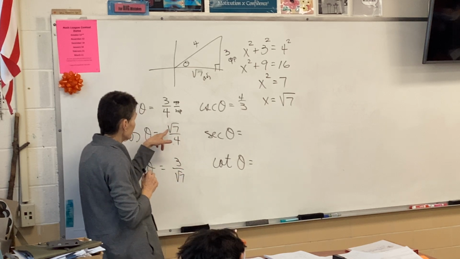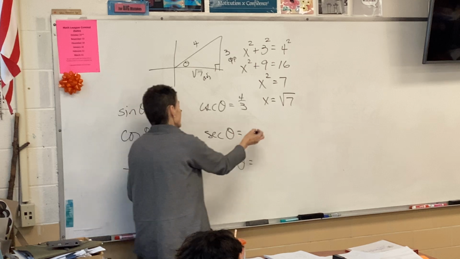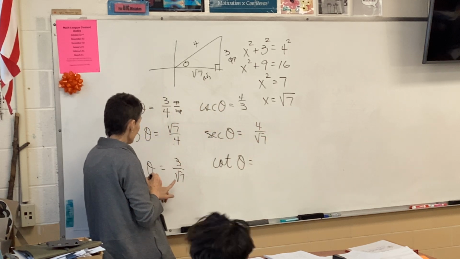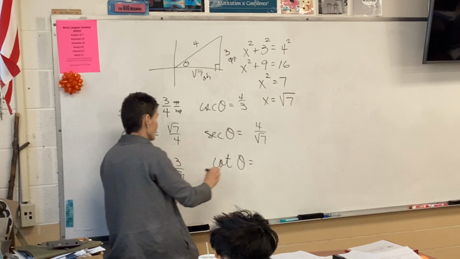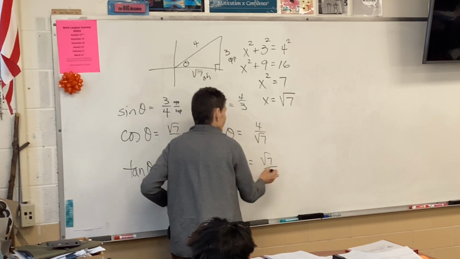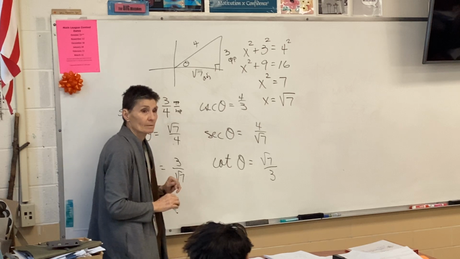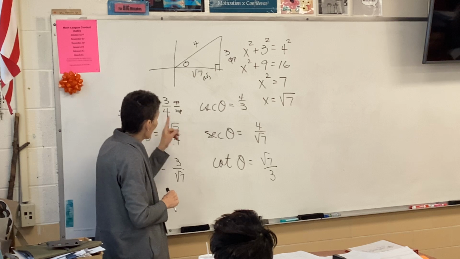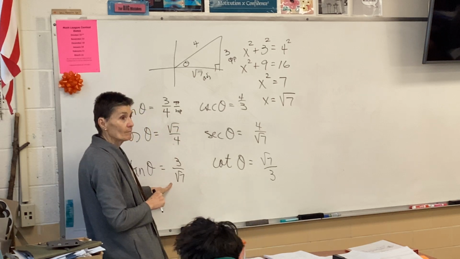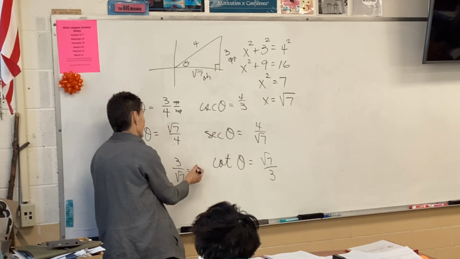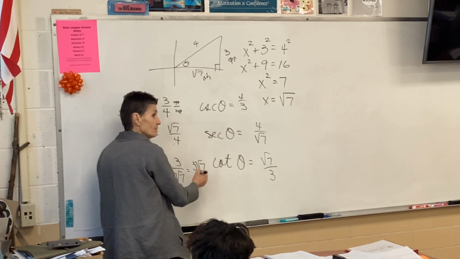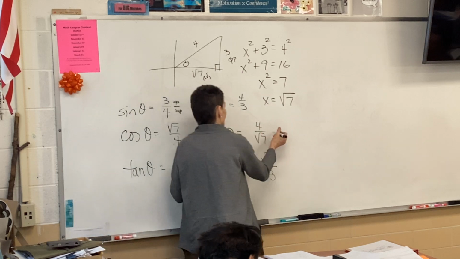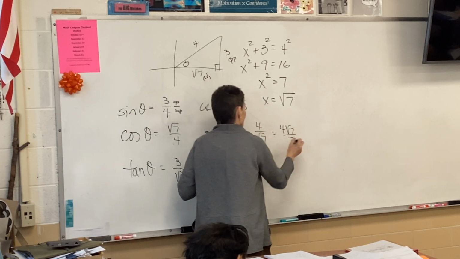Because if the cosine is root 7 over 4, the secant is 4 over root 7. And the cotangent is root 7 over 3. And then if I want to get an A plus, I'm going to go back and simplify this one. 3 root 7 over 7. And this one, 4 root 7 over 7.